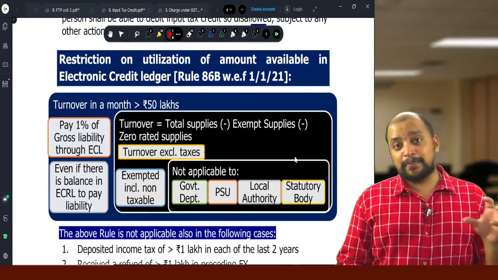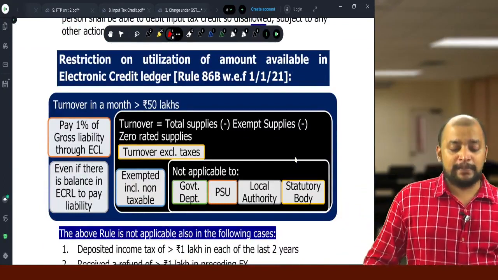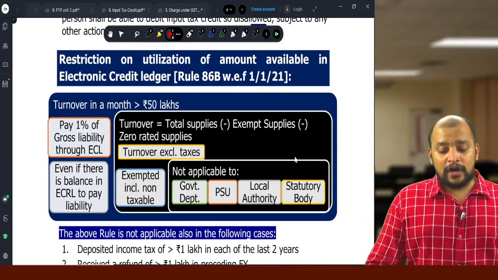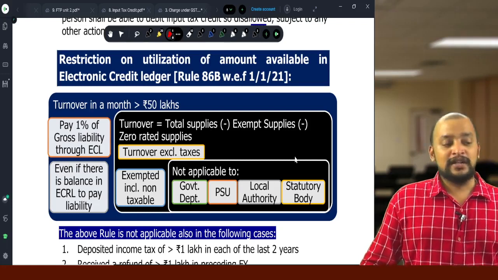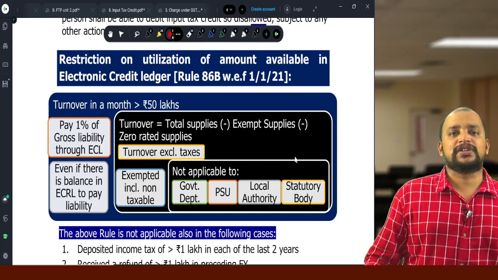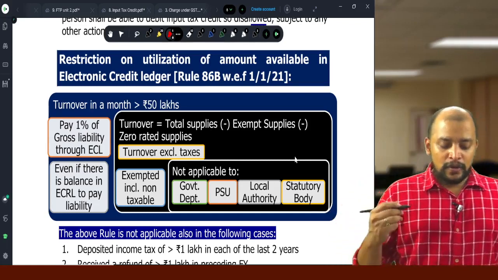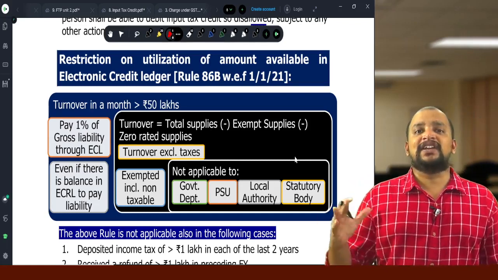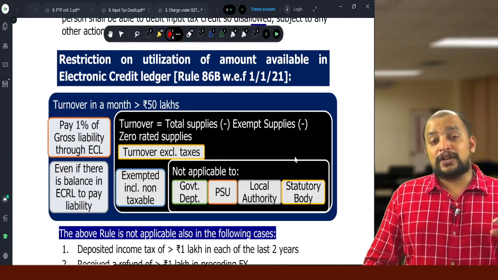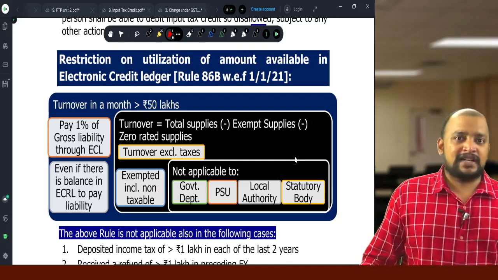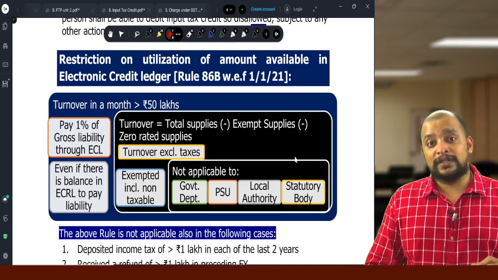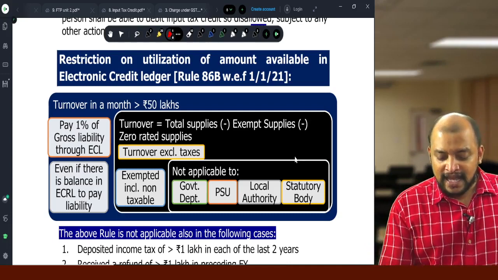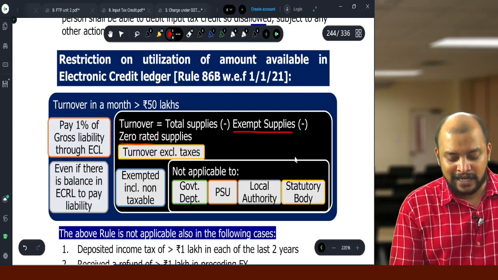Now 86B. 86B is about restriction on whatever credit that is there; we cannot fully use that credit. To whom is this 86B restriction applicable? A person whose turnover in a month exceeds 50 lakhs. Month, not year, month, 50 lakhs. That too, what turnover? Turnover excluding exempted supplies and zero rated supplies.